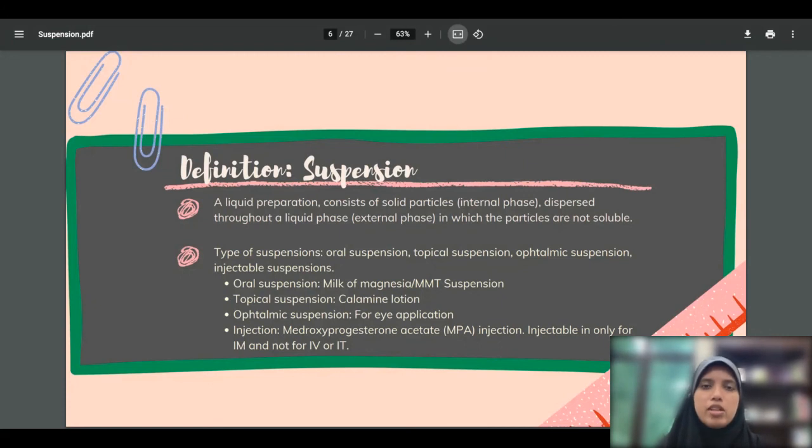For intravenous administration, if you give a suspension as an injection, it will lead to the blockage of the blood vessel. So this is not acceptable. Thus, you have to remember, suspension in the form of injectables is only for application through the intramuscular route, IM, not for the other routes.